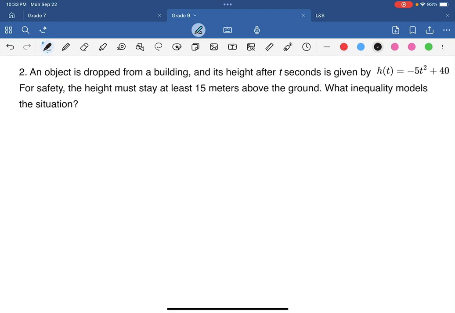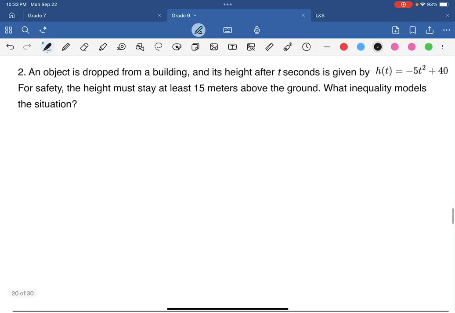For our second problem, we have an object that is dropped from a building and its height after t seconds is given by h of t is equal to negative 5t squared plus 40. For safety, the height must stay at least 15 meters above the ground. What inequality models the situation?